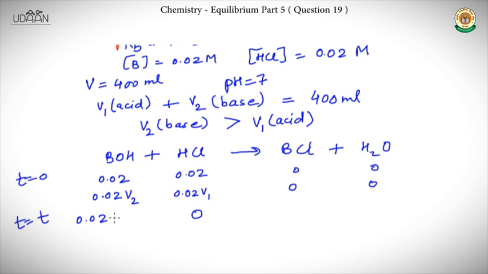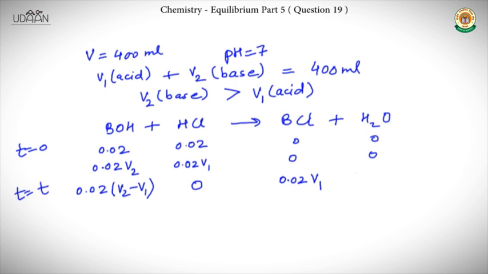So I will be left with 0.02 into (V2 minus V1), because 0.02 V1 moles will be utilized, they will be consumed, and then I will obtain 0 and 0. We will obtain 0.02 V1 moles of salt.